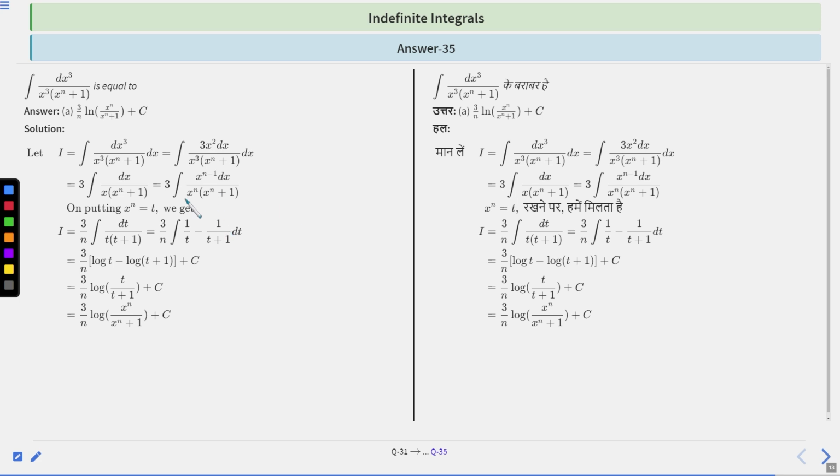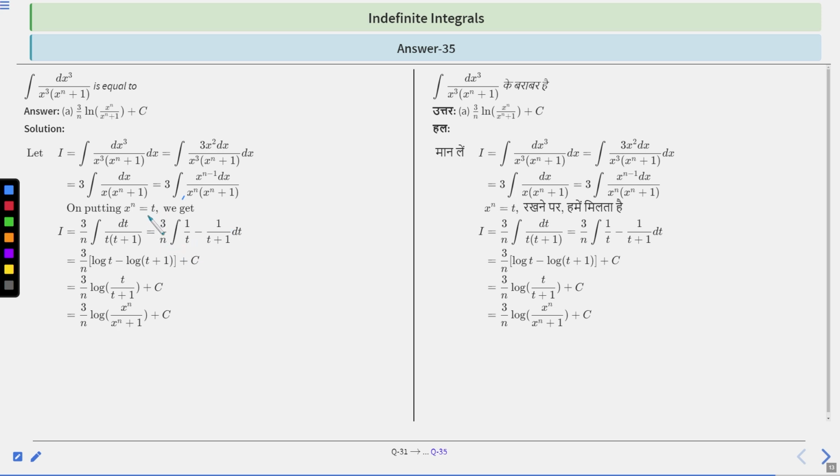Now, if you take x to the power n out, this can be converted as 3 integration of x to the power n minus 1. We have multiplied and divided by x to the power n minus 1 in this equation to get this one, right? So you will get 3 integration of x to the power n minus 1 dx upon x to the power n into x to the power n plus 1.